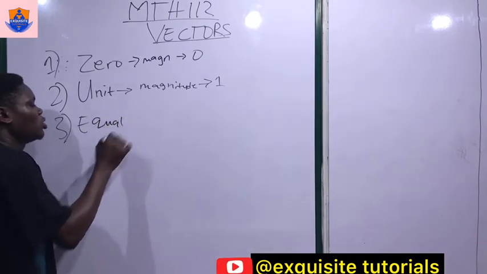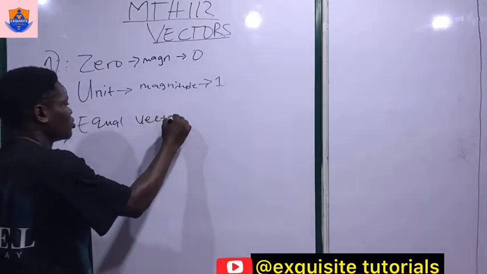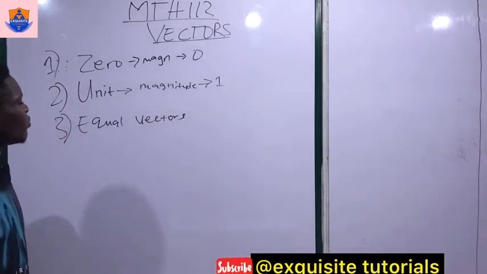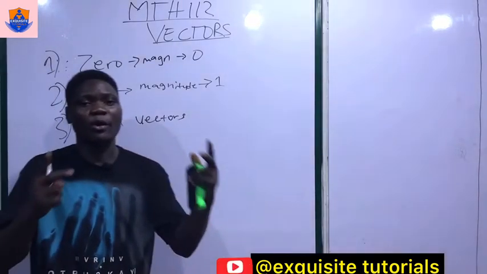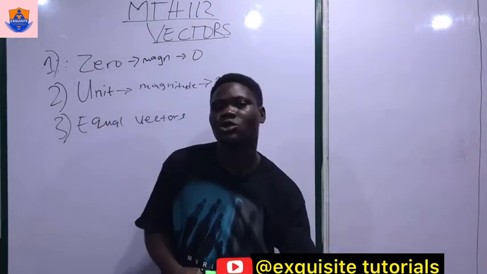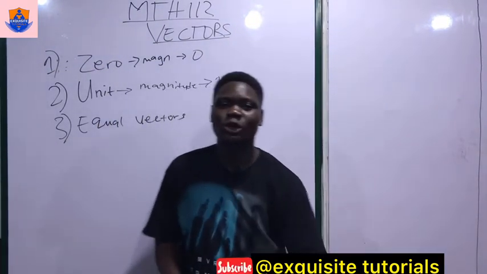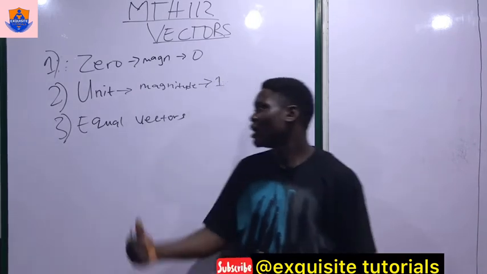Equal vectors. What are equal vectors? As the name implies, if you're comparing two vectors and they have the same magnitude and the same direction, they are called equal vectors.